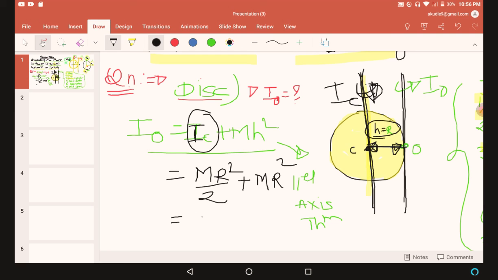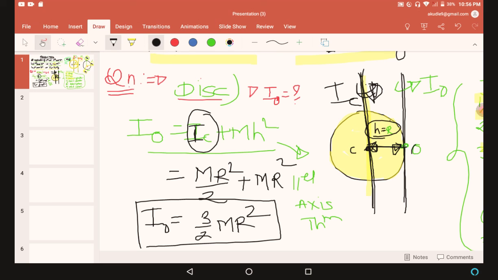So what are we getting? 3 by 2 mr square. So I got the moment of inertia at point O when I know the moment of inertia at C. Okay, that's it.